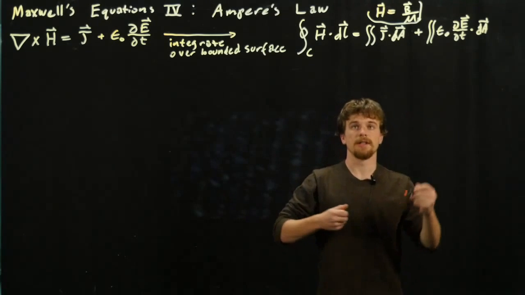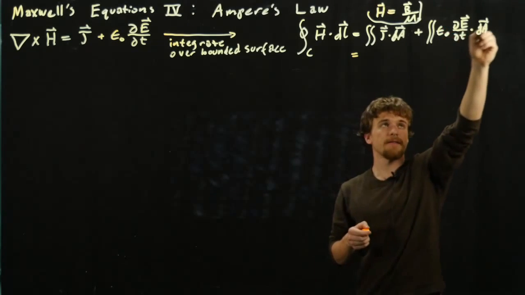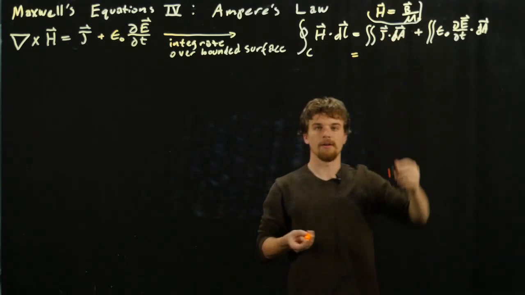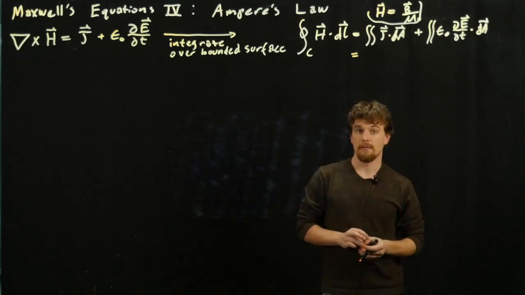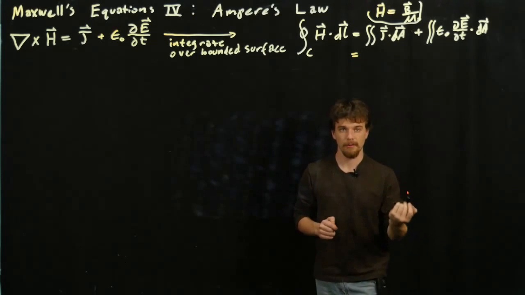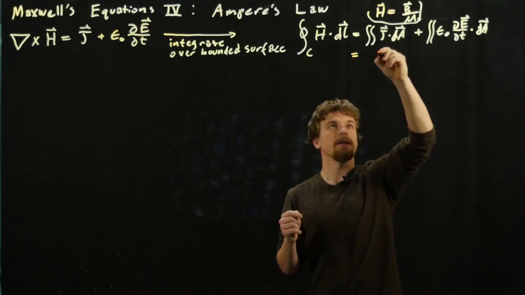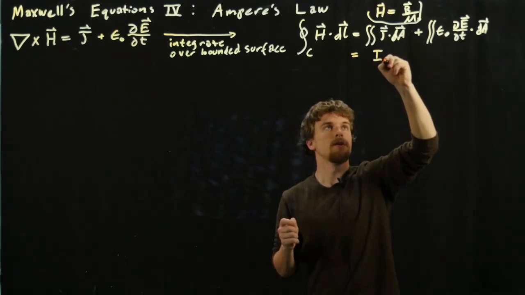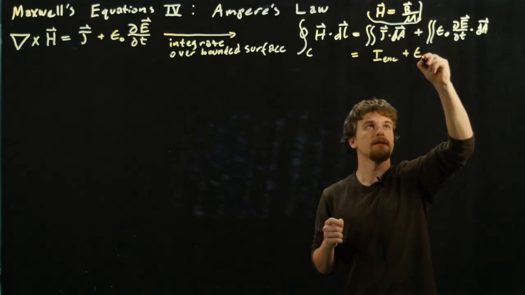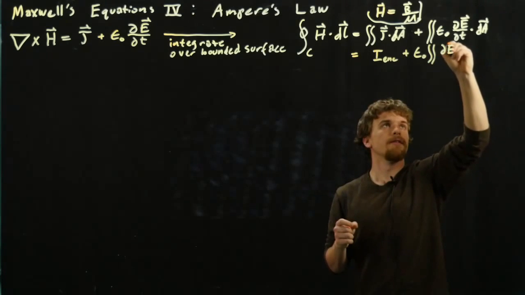So let's simplify this just a little bit more. This term is going to have to stay pretty much the same. But what is this? This is the amount of current flowing through our surface. So we could really just refer to it as the current enclosed by the bound of our surface, right? We'll draw a picture and see how that works. We'll call this I enclosed by our bound, plus this constant times the integral of the time derivative of the electric field.